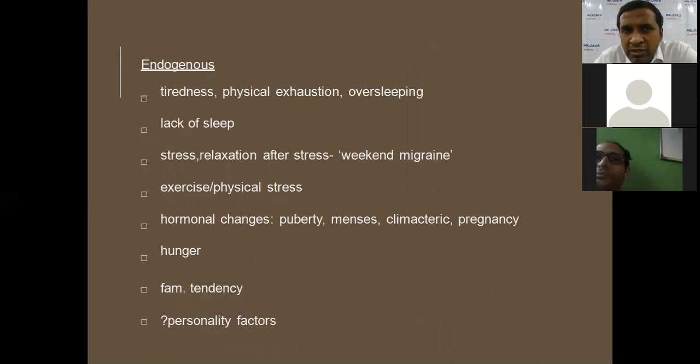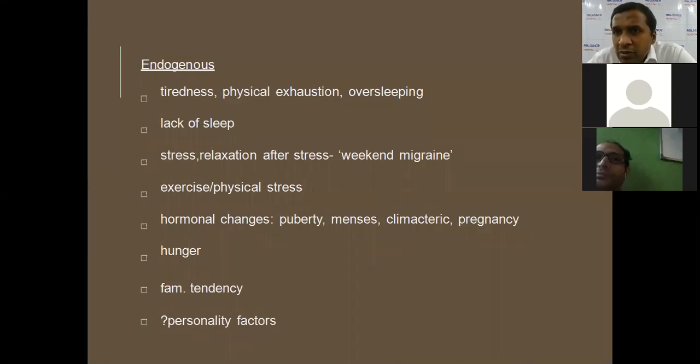Then you have other endogenous triggers like fatigue, physical exhaustion, oversleep, lack of sleep, stress. Then you have a weekend migraine. So basically, migraine is classically seen at the end of a stressful period. Students who go for the exam never complain of headaches during the exam. The headaches always come after the exam is over. Or people who go to work never complain of headache during their working days. They always complain of headache during their weekends when they are relaxing. So it's also called a weekend migraine. And then hormonal changes, hunger.